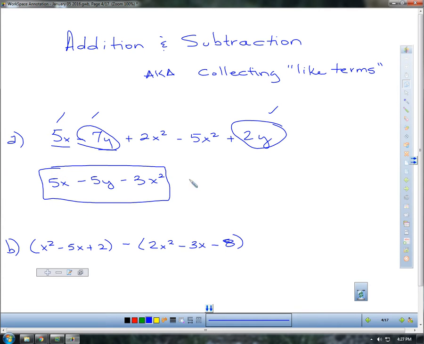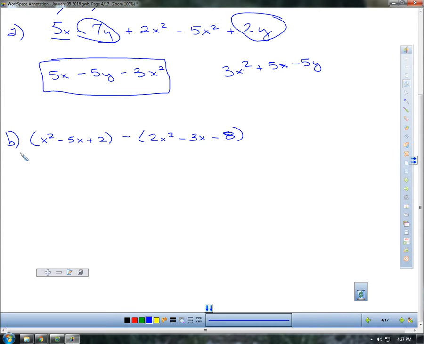And to write it properly, you put your highest power first. So this would be considered correct, but this would be considered proper, I guess. So negative 3x squared plus 5x minus 5y.